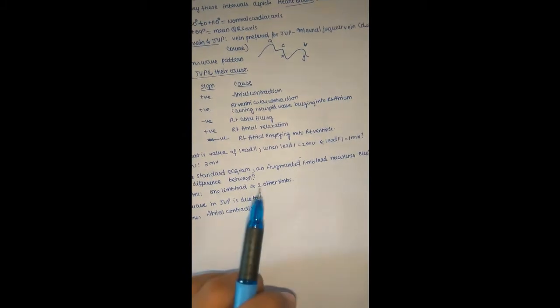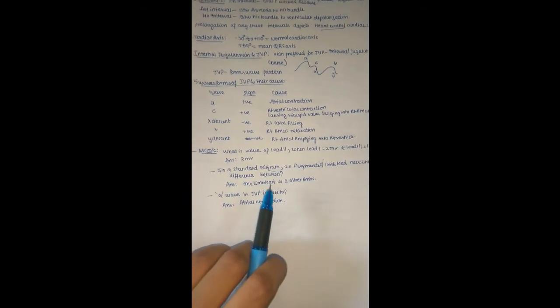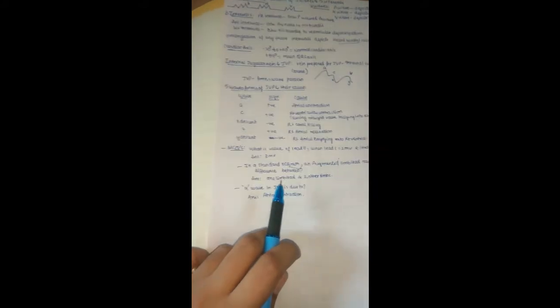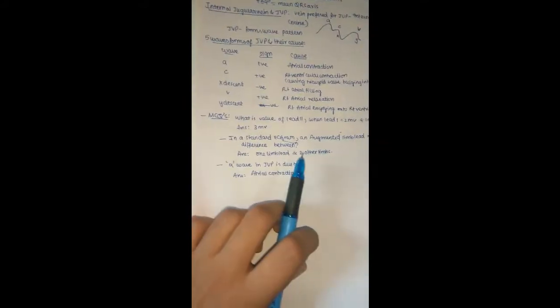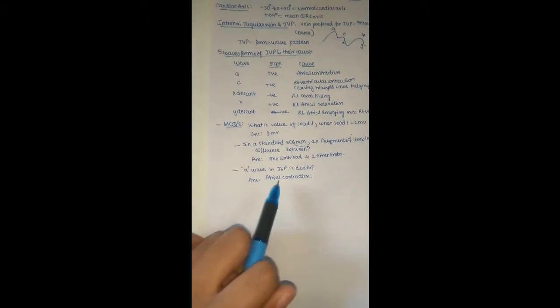And in a standard ECG, that is electrocardiogram, an augmented limb lead measures the electrical potential difference between one limb lead and the two other limbs. The two other limbs are negative and they are combined with each other. The A wave in JVP is due to atrial contraction. That's it about our today's ECG, and let us continue our CVS physiology series.